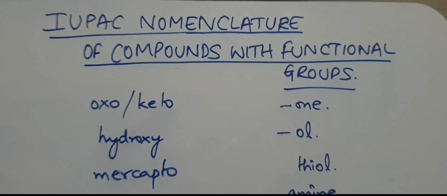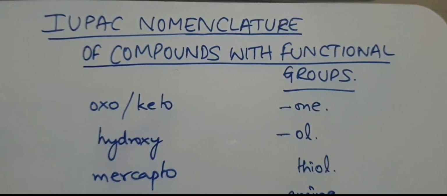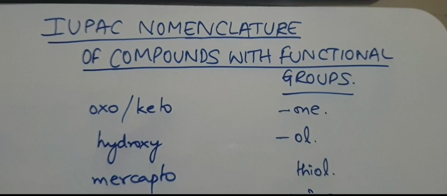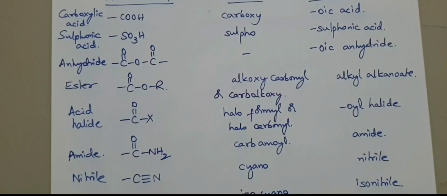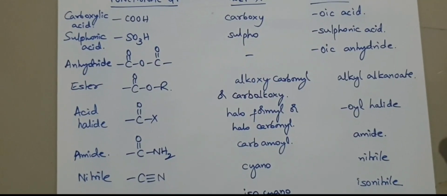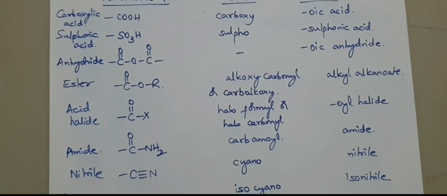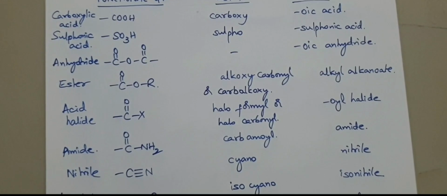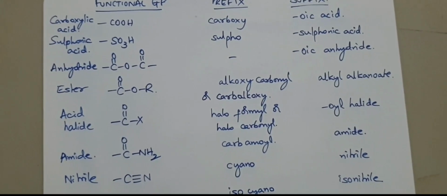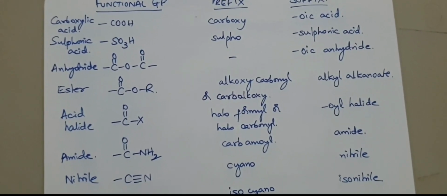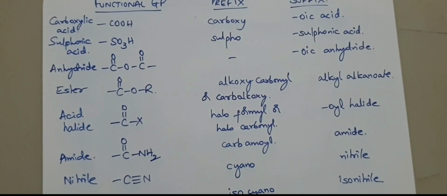Today we are going to study the IUPAC nomenclature of compounds with functional groups. So far we have learned how to name the compounds if they are alkanes, alkenes and alkynes. So today we are going to see how to name the compounds with functional groups.